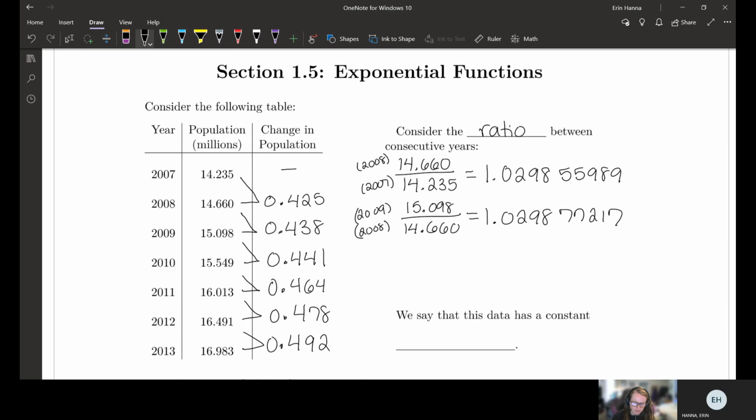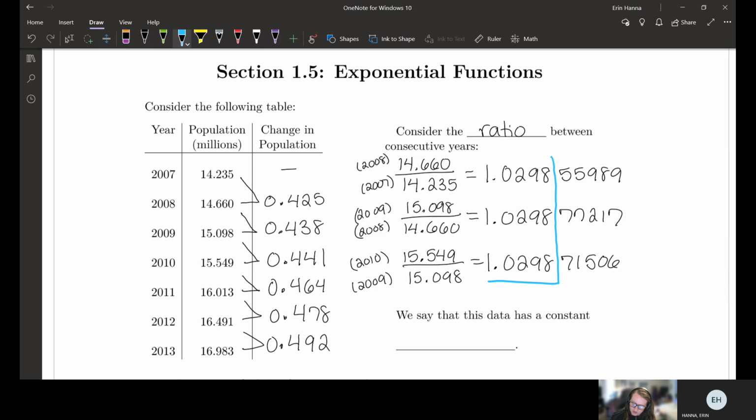And let's just take one more. Let's take 2010 versus 2009. So we have a population of 15.549 divided by the population in 2009, 15.098. This is going to give us 1.029871506. Now, in full, those decimals don't agree, but we do have this pattern where up to the first 4 decimal places, these do agree.